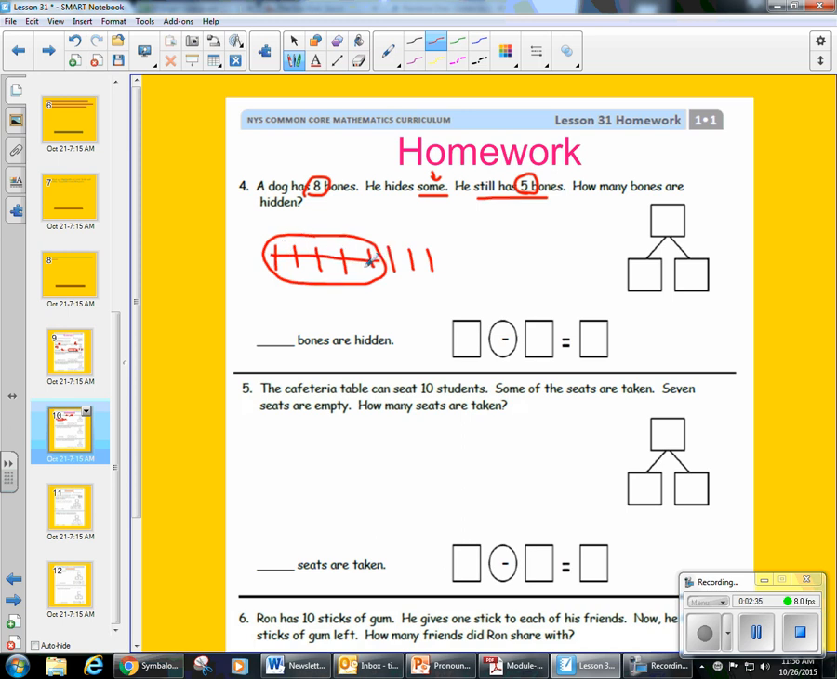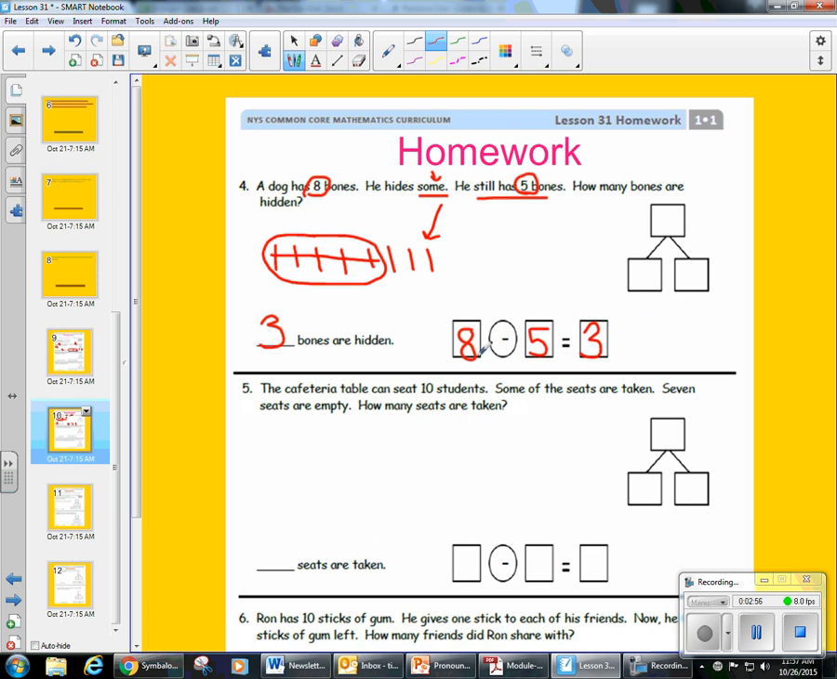We know that he still has 5. What we don't know is how many he hid. Whatever's left over are the bones that are hidden. So there are 3 bones that are hidden. For the math fact, we started with 8 bones. We took away the 5 we already knew about, which left us with the 3 bones.